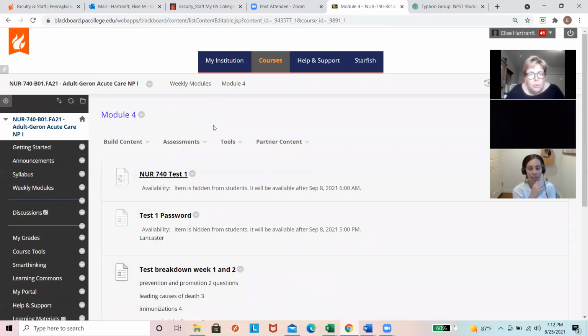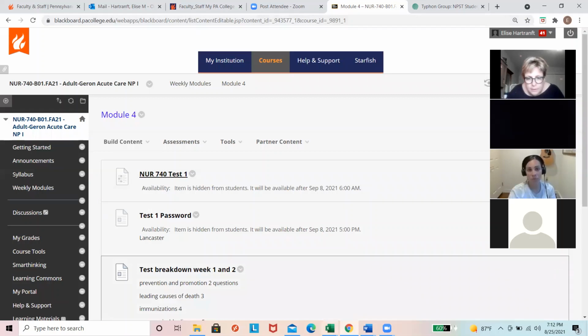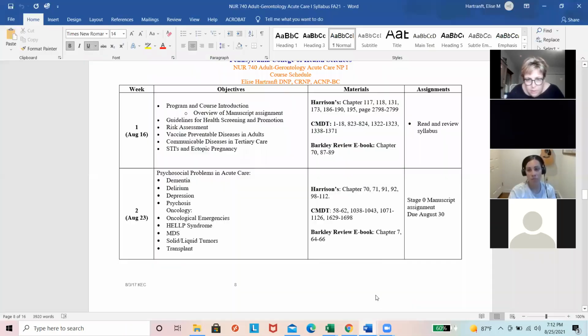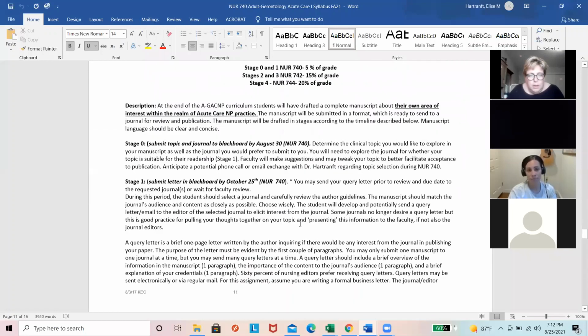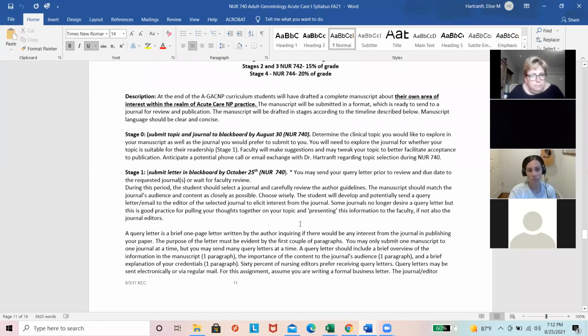Okay, so the next item is this whole manuscript. You probably have read through this. Hopefully you already have ideas in mind. But what I'm looking for in stage 0, which is due next week, is I'd like to know what your topic is, what you're going to look at, what you're going to write about, and an idea of what journal you think you might want to try to submit to.